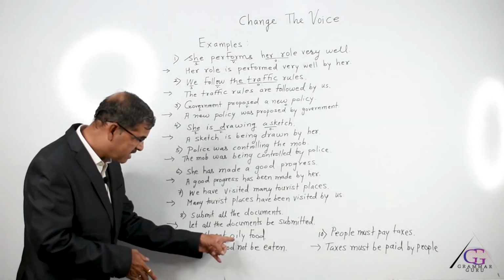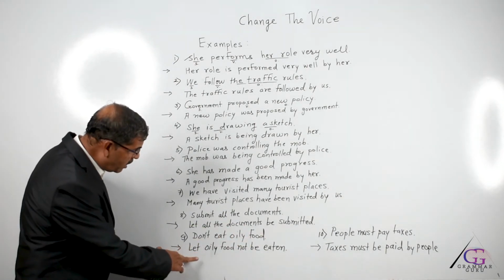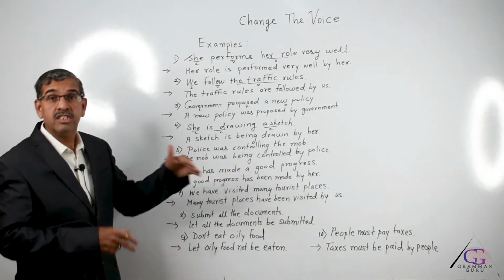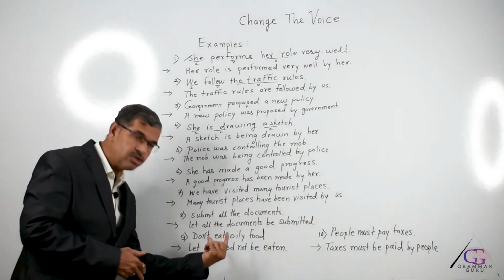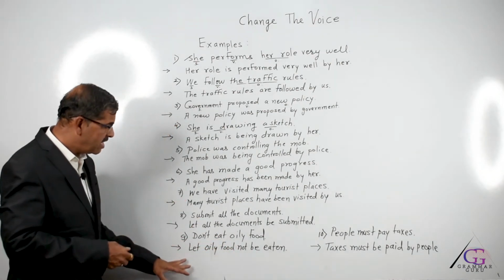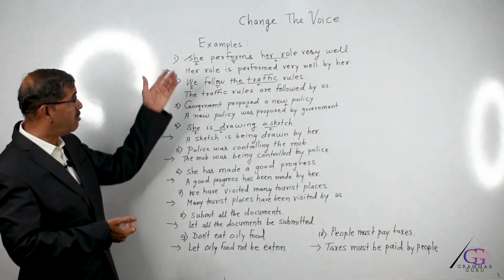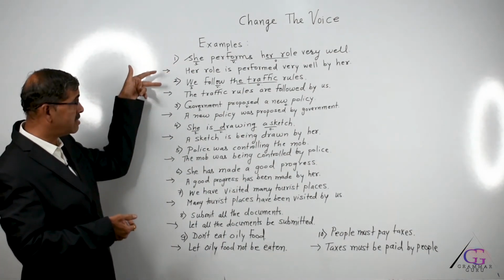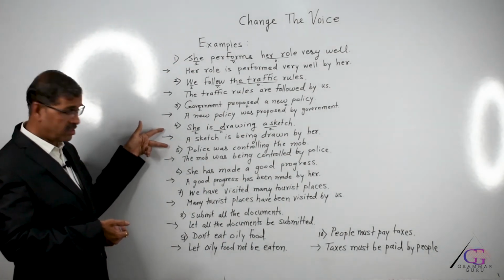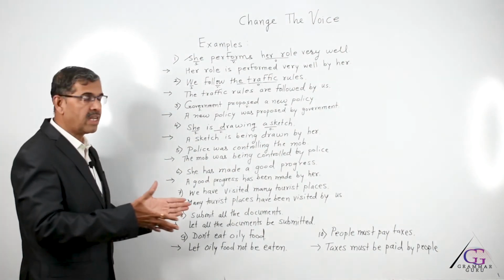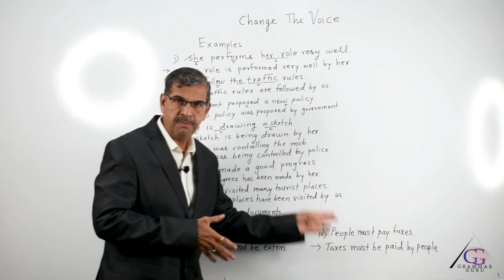Oily food, in this case, is the object. So let oily food, in place of be in the earlier sentence. Since it is negative, we just place not be, and the answer will be let oily food not be eaten. So by now we have covered simple present tense, simple past tense, continuous tense, perfect tense, and imperatives or order type. Now the last is when there is a helping verb.